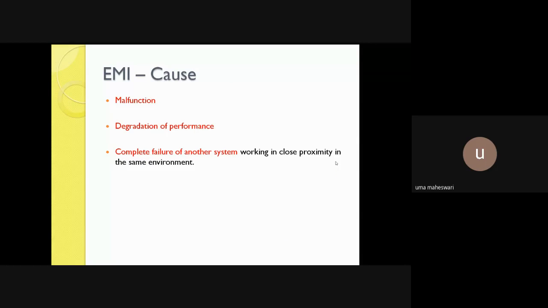So what will be caused in the presence of EMI? It will be a complete malfunction. It will not perform the desired output. So that is one thing. Then degradation of the performance. Efficiency of the performance may be low, or any required output cannot be achieved because of the EMI, or maybe some delay. Whatever it may be, some degradation of the performance can happen. And maybe a complete failure of another system, because of the one system, can happen, which is working close to the same environment.